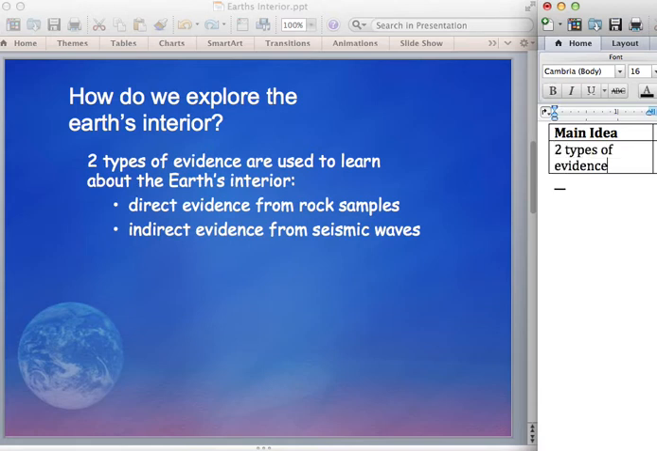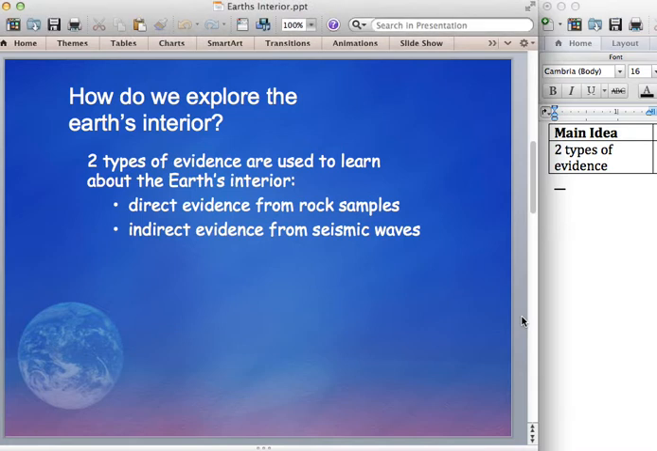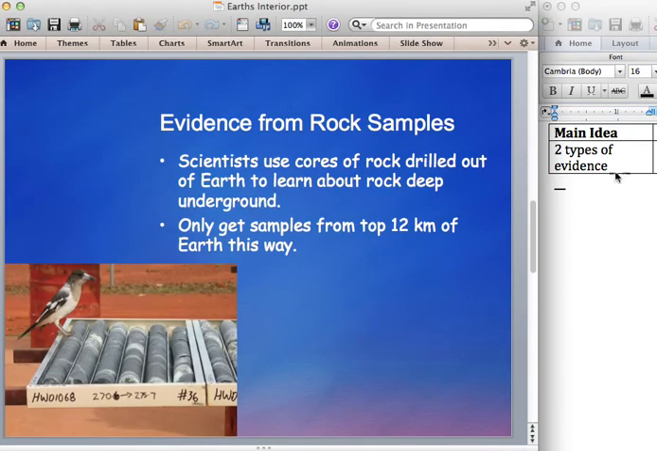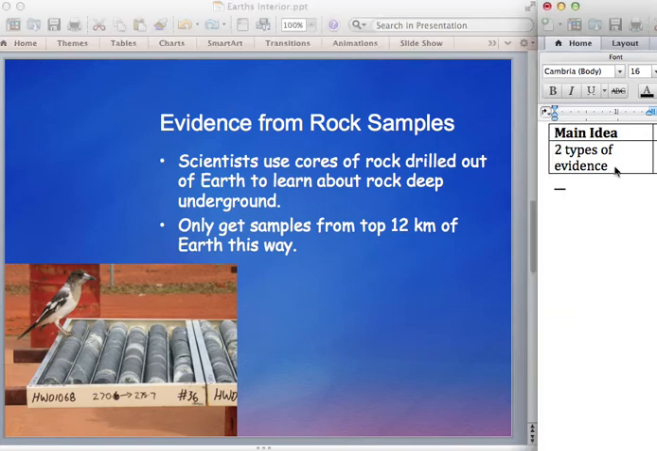The first is direct evidence, meaning we have that evidence in our hands from rock samples. So we can drill up rocks from inside the Earth, see what kind of rocks there are, see what the composition of the Earth is like. And then we have what's called indirect evidence from these things called seismic waves, which you may have heard about already, and if not, you'll learn about them in a few minutes. So first, let's look at the direct evidence. All right, this is pretty straightforward and pretty logical.